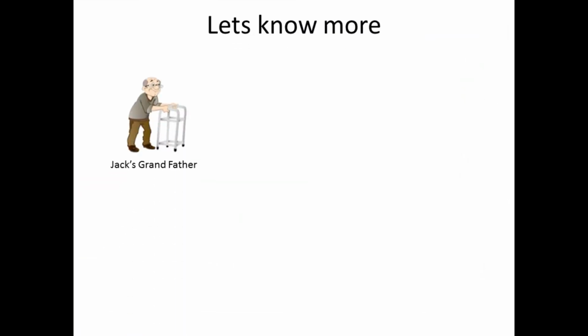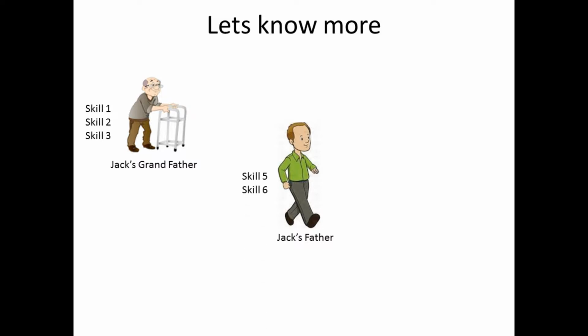Let's know more about inheritance. We have Jack's grandfather, and Jack's grandfather has some skills like skill 1, skill 2 and skill 3. Now Jack's father has some skills like skill 5 and skill 6. Jack's father wants to learn some skills from his father, like skill 1, skill 2, skill 3. So he acquired the properties and got skill 1, skill 2, skill 3 inherited.